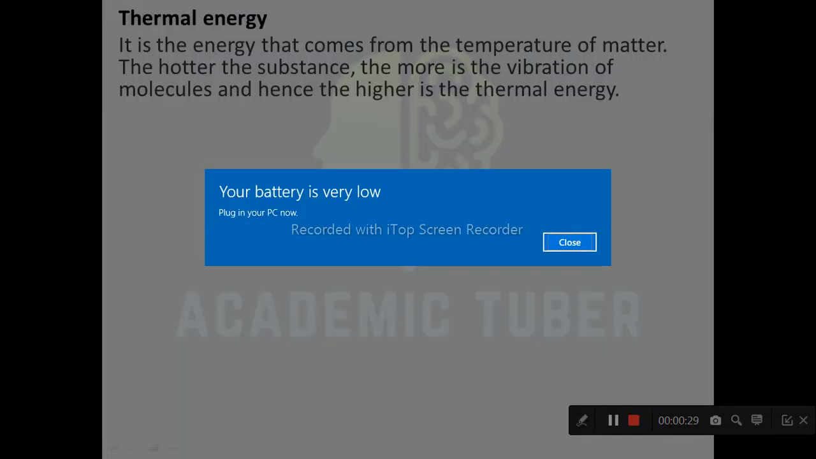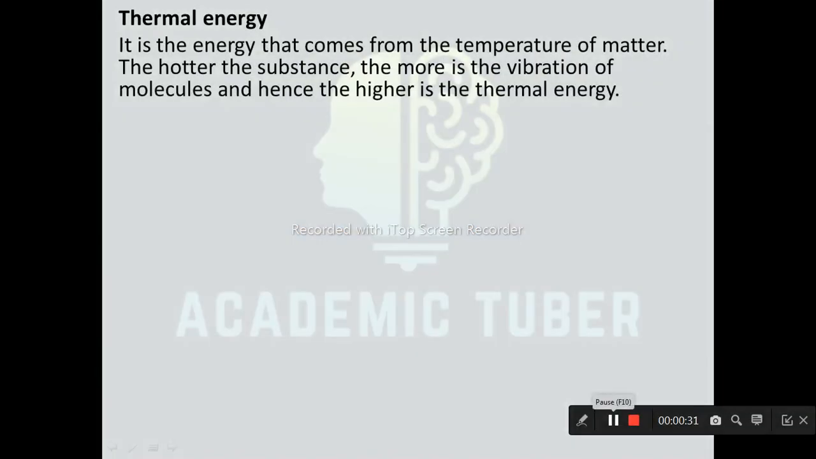Thermal energy. It is the energy that comes from the temperature of matter. The hotter the substance, the more is the vibration of molecules, and hence the higher is the thermal energy. The sum of the kinetic energy of the molecules is the thermal energy.